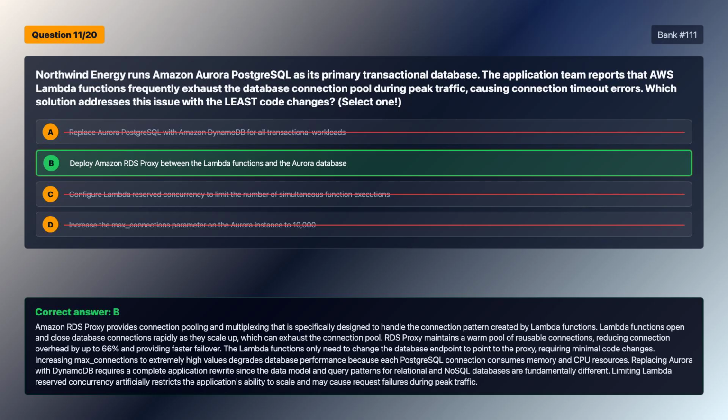Increasing max connections to extremely high values degrades database performance because each PostgreSQL connection consumes memory and CPU resources. Replacing Aurora with DynamoDB requires a complete application rewrite since the data model and query patterns for relational and NoSQL databases are fundamentally different. Limiting Lambda reserved concurrency artificially restricts the application's ability to scale and may cause request failures during peak traffic.